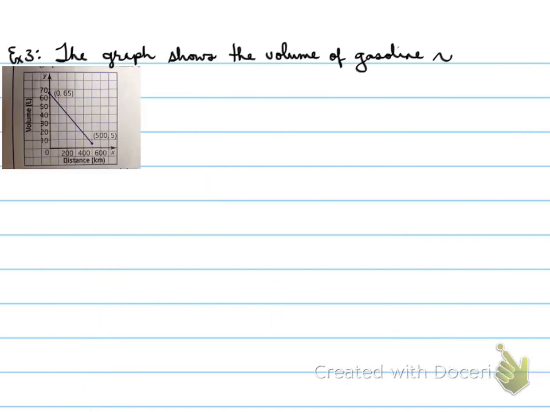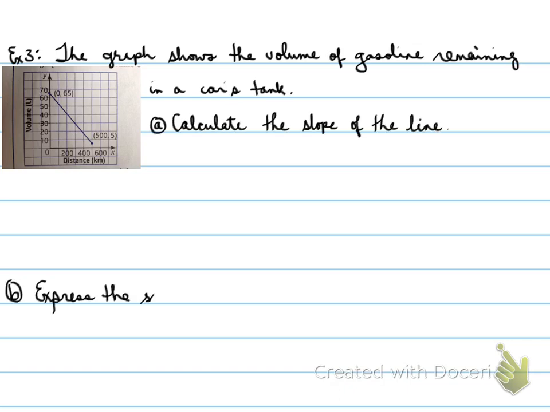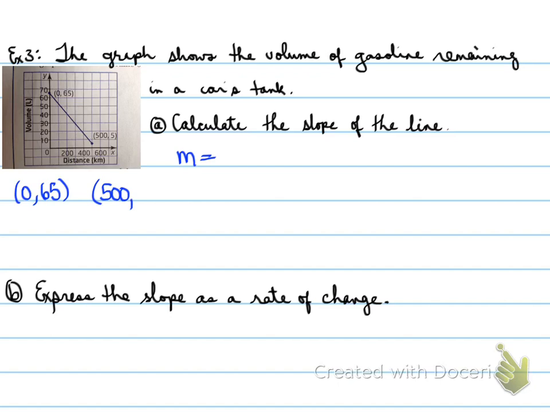Okay, moving on. Example 3. The graph shows the volume of gasoline remaining in a car's tank. Calculate the slope of the line, and then express the slope as a rate of change. So here we go. We need to calculate the slope. To calculate the slope, we have 2 coordinates listed right here for us. So we need to find the slope of that line. Don't forget, those are our two coordinates, (0, 65) and (500, 5). And we're going to use our slope formula to find the value.